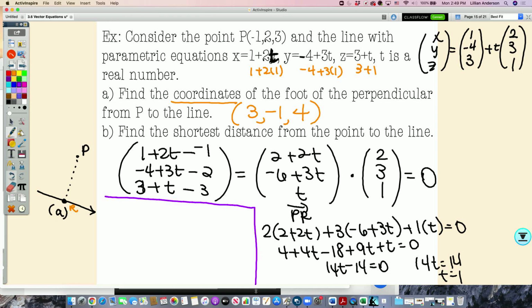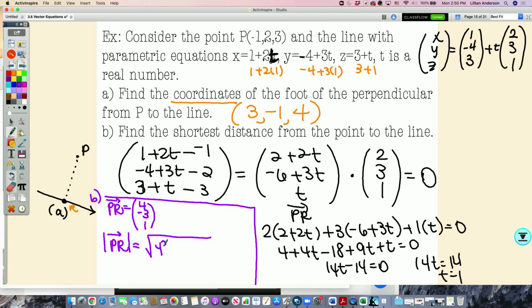Now to figure out the shortest distance, you actually need to plug t as well into PR and then find the magnitude. When I plug in 1 for PR, what do I get? 4, -3, and 1. So I have to find the magnitude of PR to find the shortest distance between P and the point on the line.